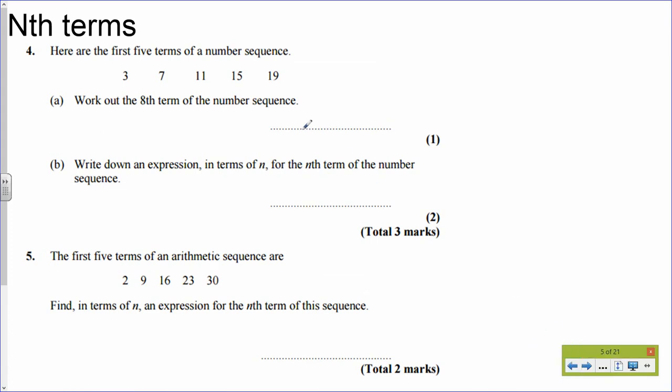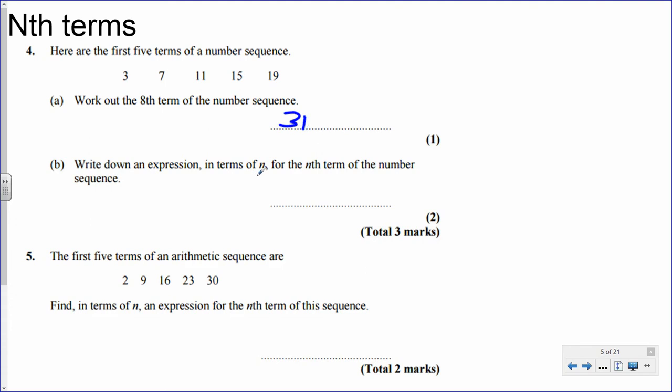Okay, now looking at nth term of a sequence. Now we have a sequence, work out the 8th term of the sequence. Well, it's going up in 4s each time. I've got 3 more steps to get to the 8th term. So I've got 3 more steps of 4, which is 12. So I'm going to add that to the 19, which is 31. There's lots of other ways you could get that as well.